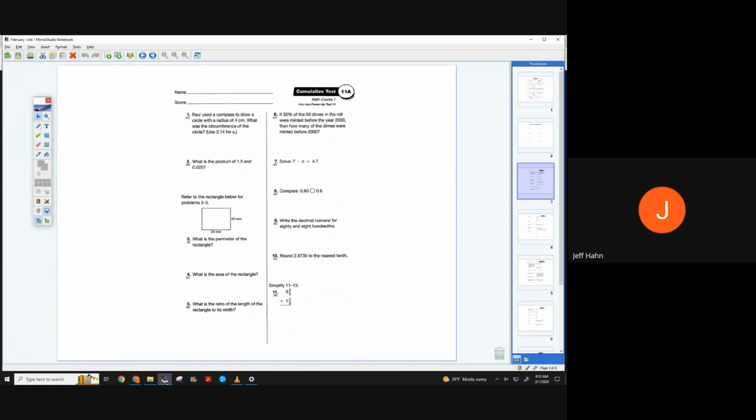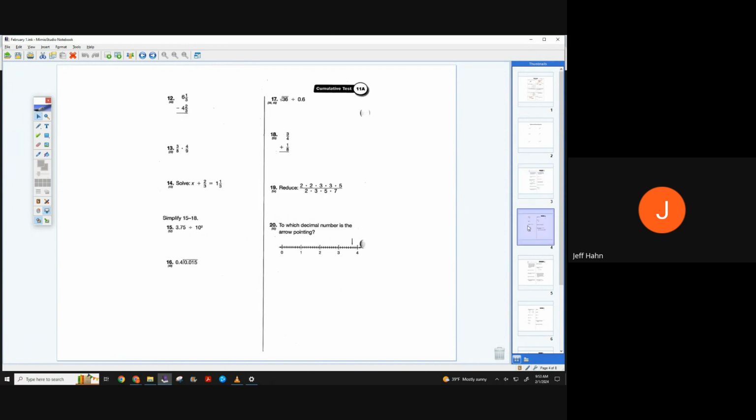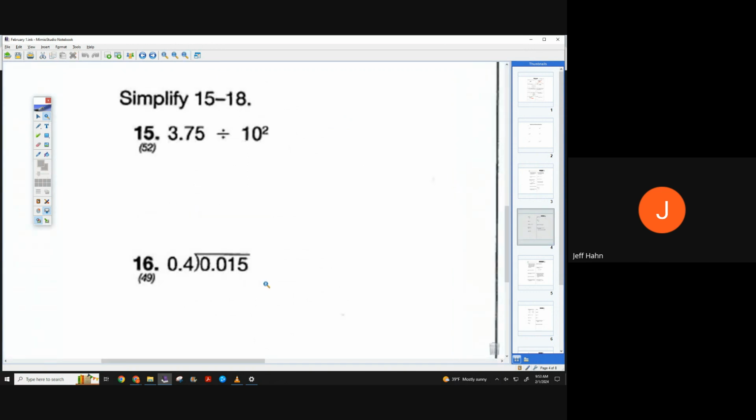Problem number 15. If you missed problem number 15, ladies and gentlemen, I will again tell you this. If you struggled with this, you should not, because this is one of the very few times this is mental math. Why? Simply because of this. Change this to something a little more. This is 3.75 divided by 100.